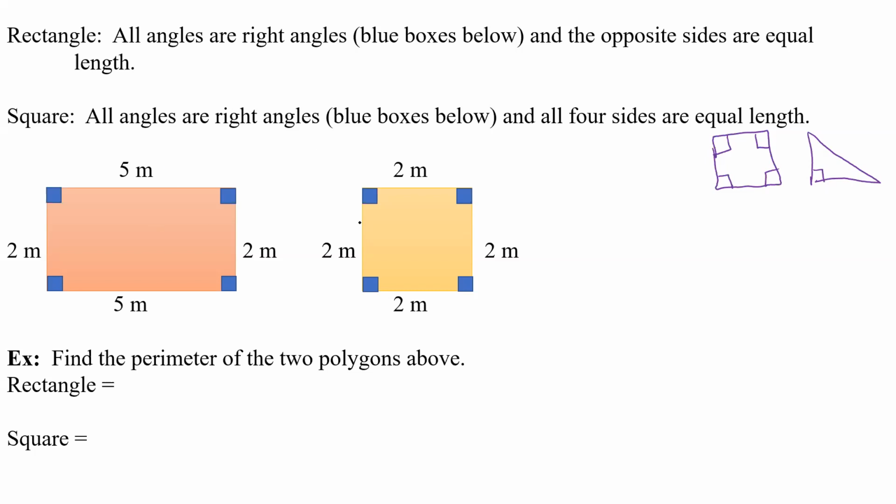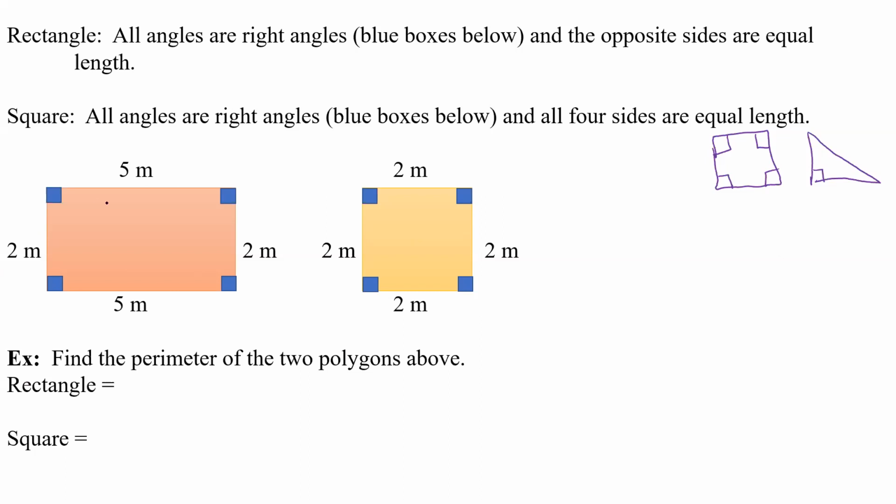All the blue boxes are 90 degree angles, and the opposite sides are equal length. So if you notice here, this is 2 meters, and this is 2 meters. But this one is 5 meters, and this one is 5 meters. So opposite sides are the same, and they're different here for a rectangle. But here for a square, all angles, again, are right angles, 90 degrees, the blue boxes, but all four sides are equal length. So 2, 2, 2, 2, because that's the definition of a square. So let's say we want to find the perimeter of these two polygons now, okay?